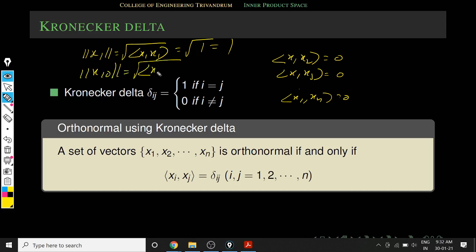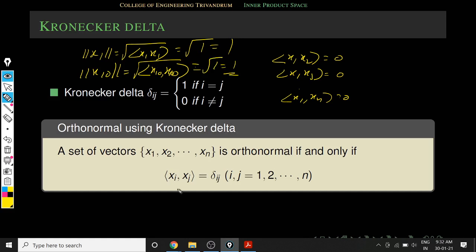If you take norm of some x10, then what happens? Positive square root of inner product of x10, x10, right? Here i and j both are 10. So what about the value? What is delta of 10, 10? Delta of 10, 10 is 1. That is the definition of Kronecker delta. If i and j are same, then its value is 1. Okay. So this is equal to again 1.